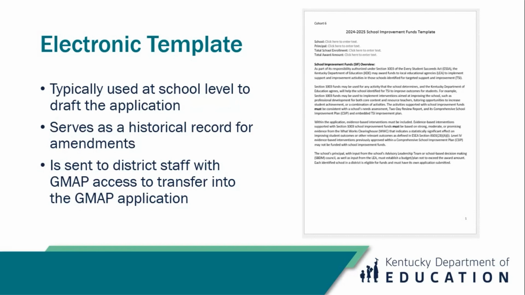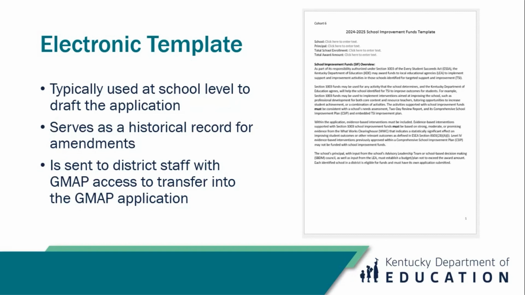Since this is a continuation grant, it may be easiest to use the electronic template for the original grant as a way to track the updates. The process for completing amendments often involves editing the electronic template at the school level and then passing along to the district to make the official changes in GMAP. The same process could be used for continuation.